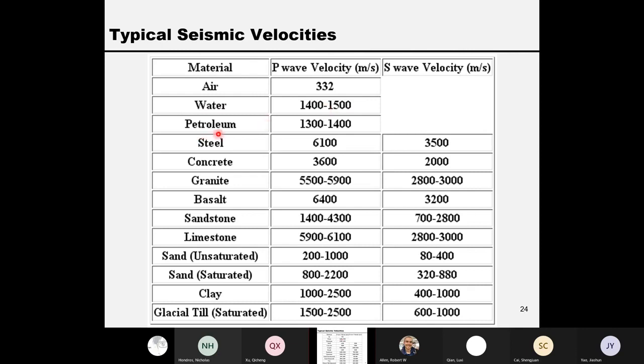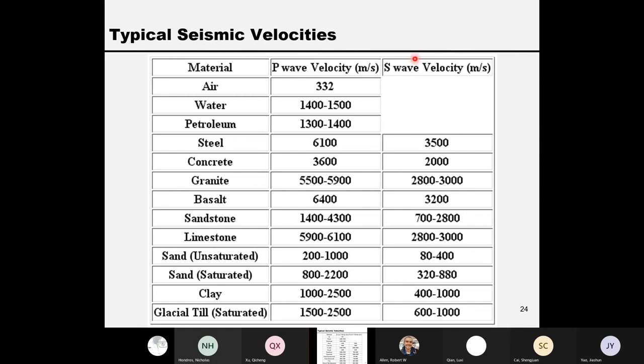Okay. For petroleum, velocity is between 1300 and 1400. So for oil, the velocity is slightly smaller than water velocity. That's one of the key parameters for us to distinguish between oil and water, right? So when you use seismic technology as a tool for geophysical interpretation, for reservoir characterization, if we can find the velocity difference, you will be able to distinguish the water reservoir from a petroleum reservoir. All right. You can see here, we have a blank here.